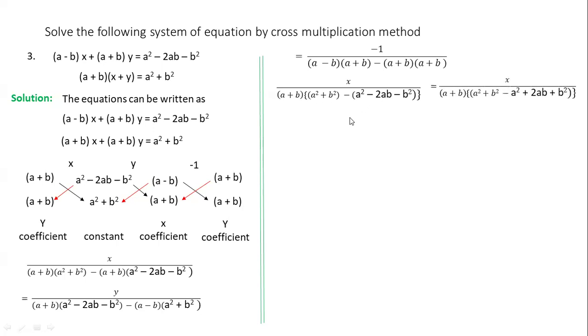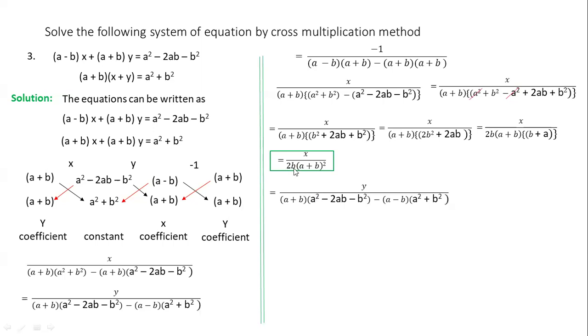So now let's open the bracket. X upon a plus b is outside. A square plus b square minus a square, this minus minus becomes plus 2ab, minus minus plus becomes plus b square. Now a square minus a square will cancel, and b square plus b square becomes 2b square. So x upon a plus b, 2b square plus 2ab. Take out 2b common: a plus b is the first bracket, and here b plus a again. So it becomes x upon 2b into a plus b whole square.